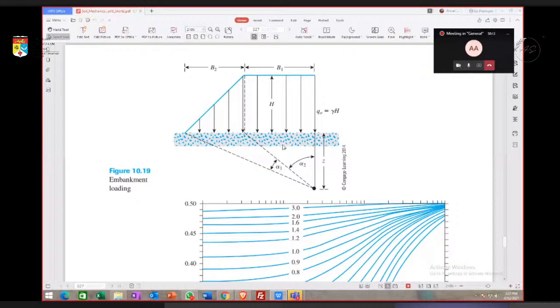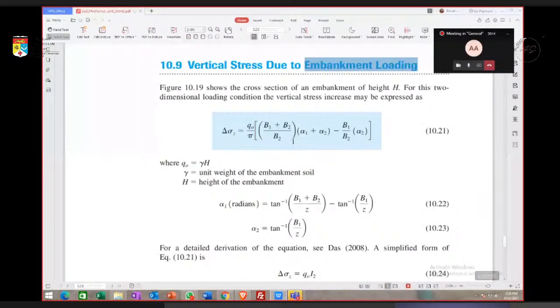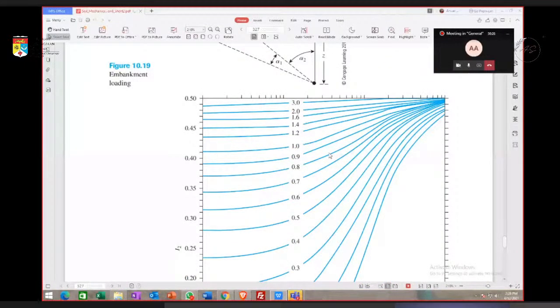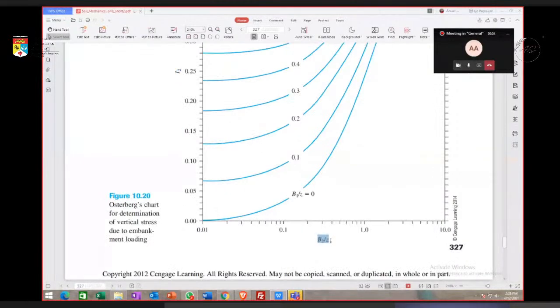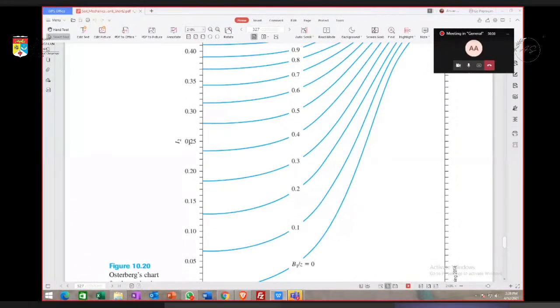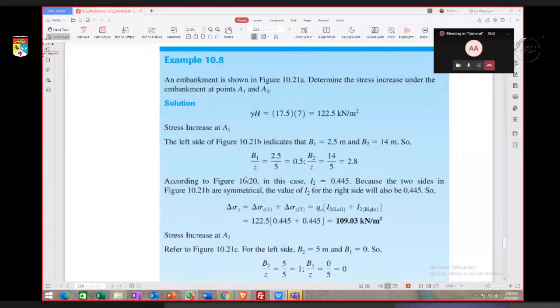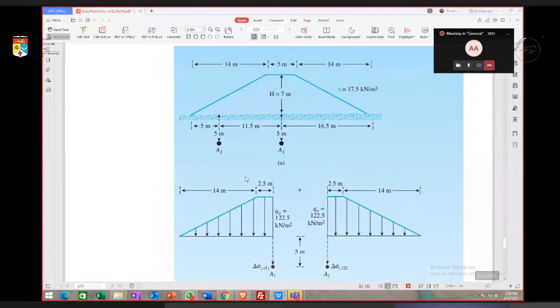For example, the 10.20 equation. So we can use this equation, and we can also use the figure given here to find the I2. And also B2 and Z are normally given, so we can get the I2. There is also a sample problem to make it clear how to calculate it. It gives you the sample problem here, so you can look at this one.